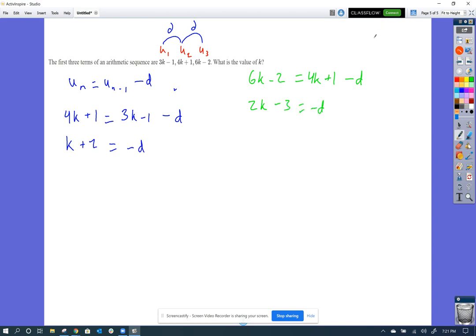Okay, so here's something that looks interesting here. I have negative d equals something, and another negative d equals something. So those are equivalent expressions. So because of that, these negative d's are equal to each other. That's actually the transitive property. So we have k plus 2 equals 2k minus 3. Subtract the k over, add the 3 over, and we get that k equals 5.